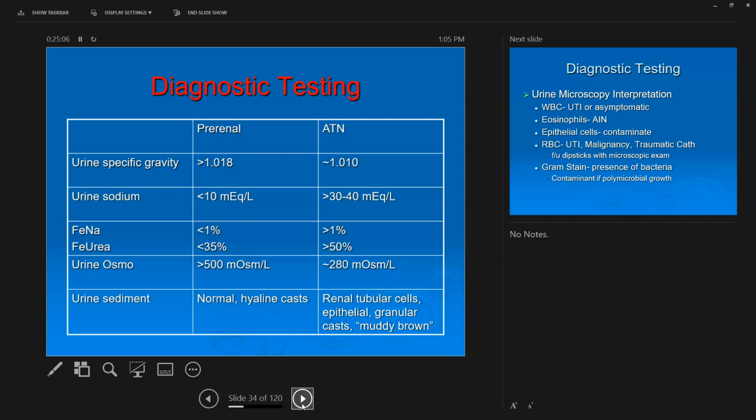Another big red flag that it's pre-renal or ATN is the urine sodium. Less than 10 is typically pre-renal, greater than 30 to 40 is usually ATN.